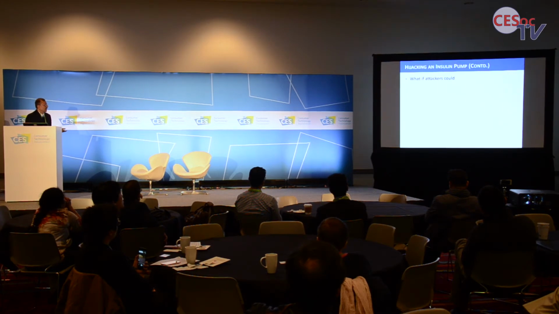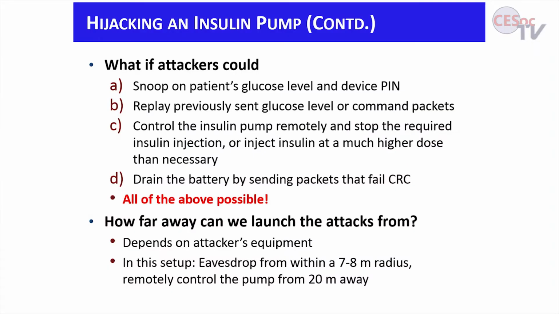Okay, so what if the attackers could eavesdrop? So that's just a privacy problem, that you find out that I have diabetes or hypertension. You could capture a previous packet and replay it later on. That will change the amount of insulin being pumped, so that's dangerous. But C is a real dangerous one, which is an integrity attack, that I can now control the insulin pump and make it do whatever I want it to do from quite a distance, from 20 meters away.